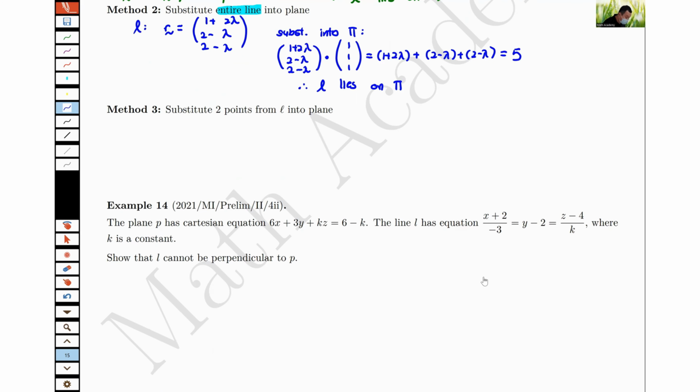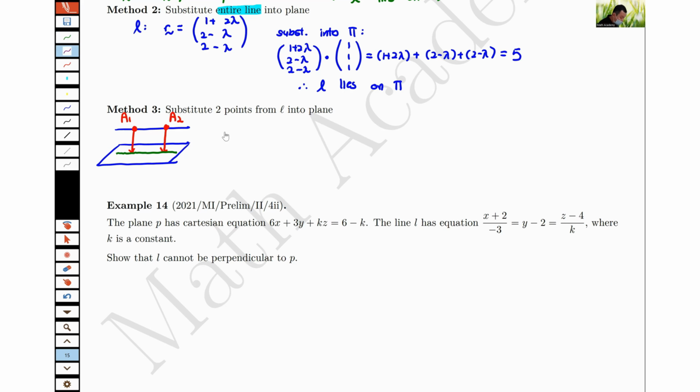Method 3, a little bit more rare. For this, I will need you to visualize a little bit. Let's say we have got a line and a plane equation. This last method is about trying to take, say, 2 points. Suppose I have got A1 and A2. If both points are actually on the plane, then it must mean that the entire line, since it is a straight line, the whole line will be on the plane. But for this method to work, you will need to have 2 points from line L.